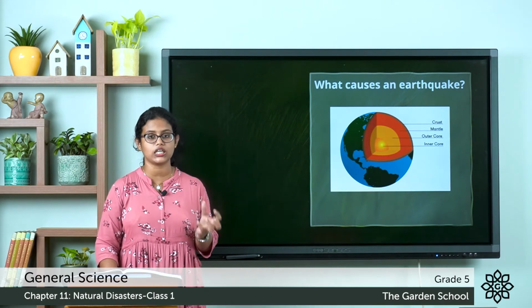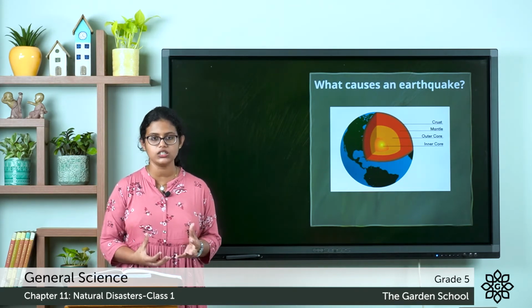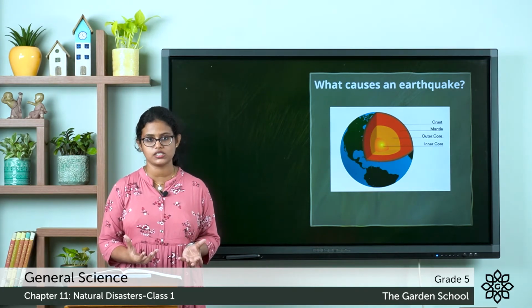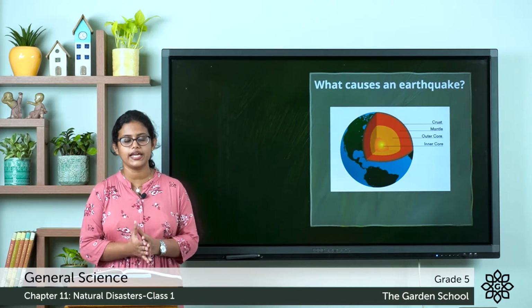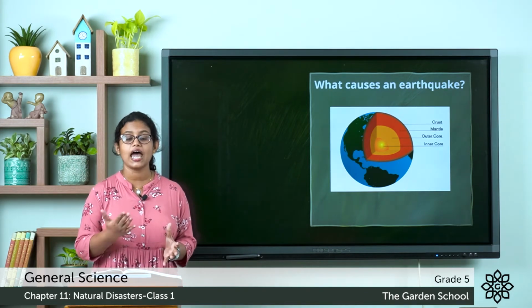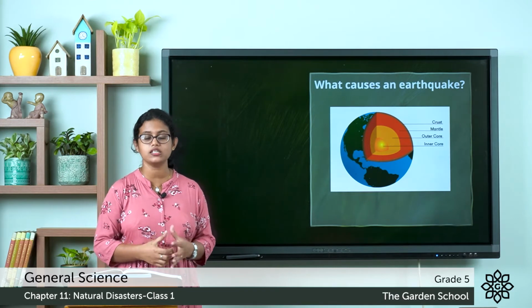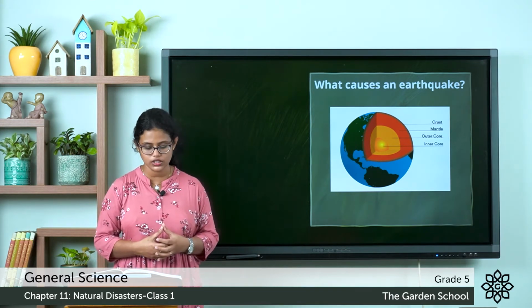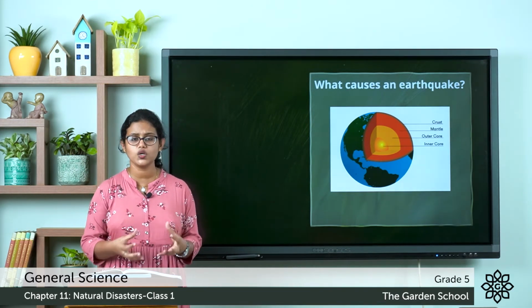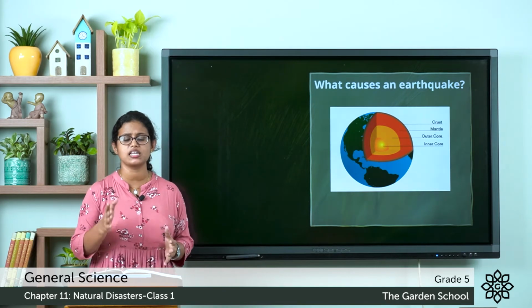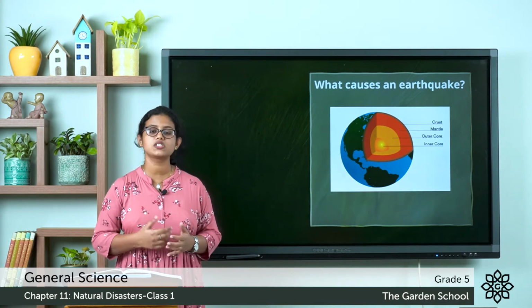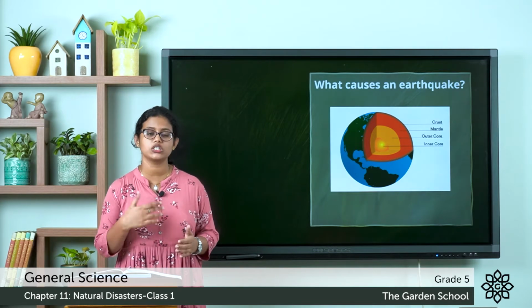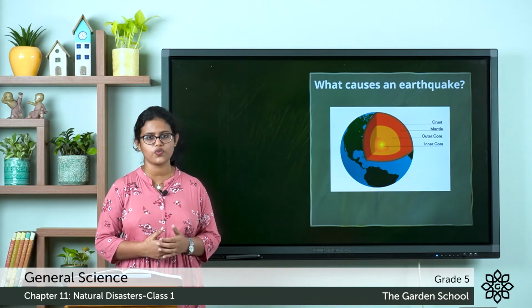So we know that the heat produced inside the earth moves the tectonic plates. Normally these plates slide over each other, and at times they collide with each other. When these huge plates collide, everything that is above moves, causing an earthquake. So this is how an earthquake is formed.